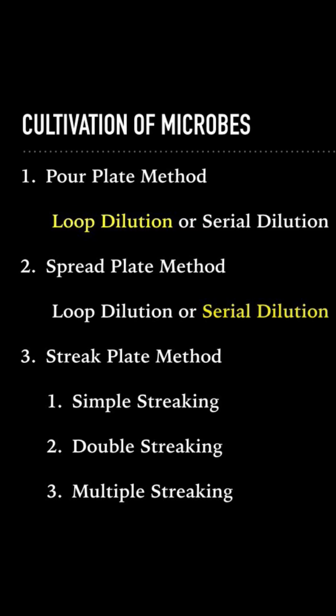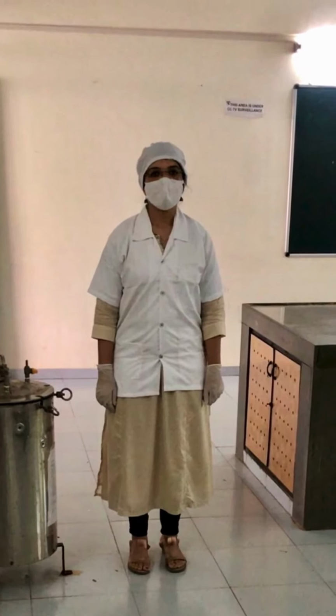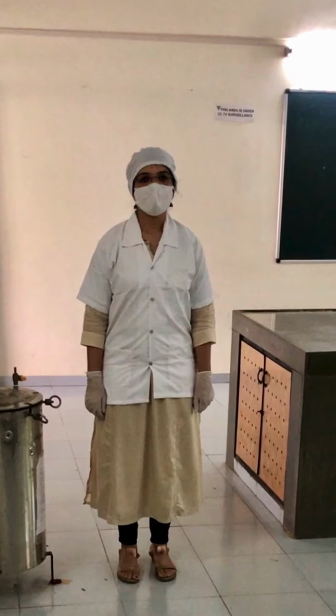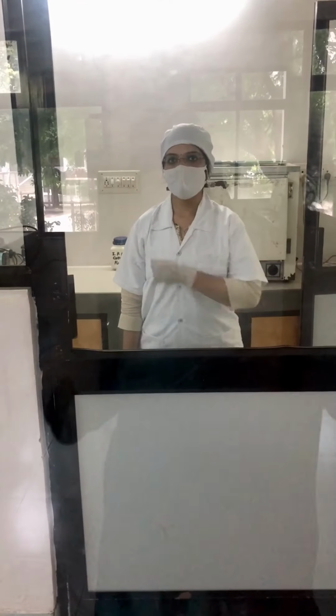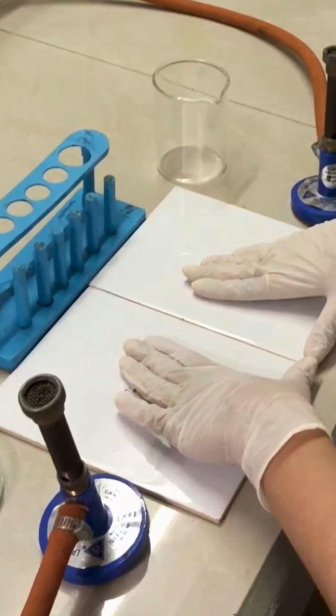Welcome to the third practical tutorial of microbiology. In today's session, we are going to learn about the streak plate method by simple streaking, double streaking and multiple streaking. The basic gowning procedure, requirements and sterilization of place before commencing the practical work will remain the same as discussed in the pour plate method.